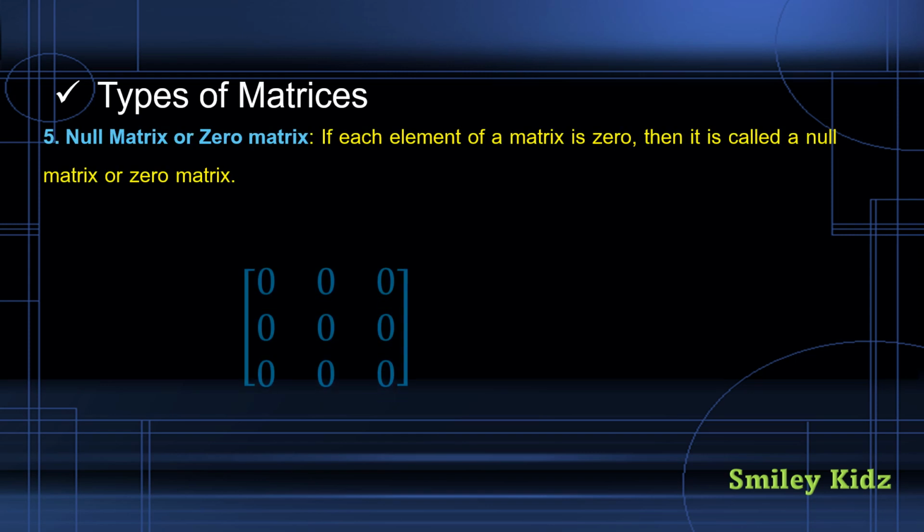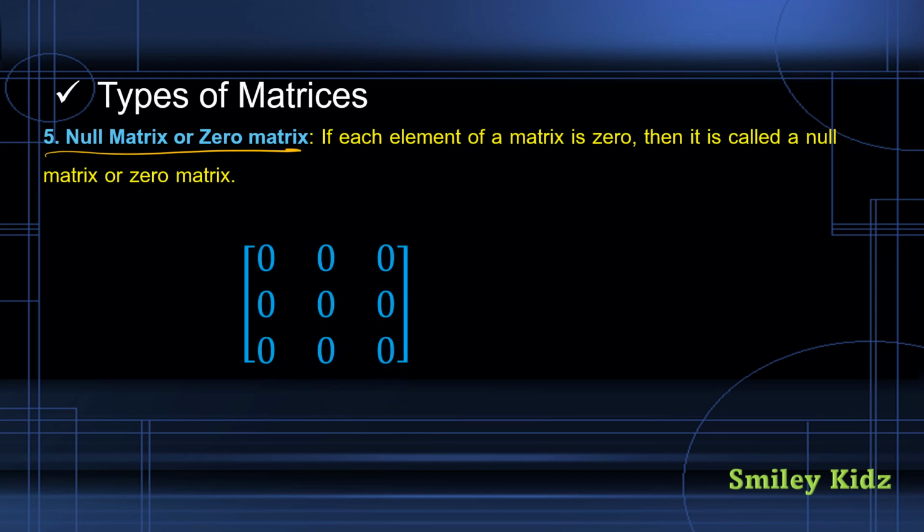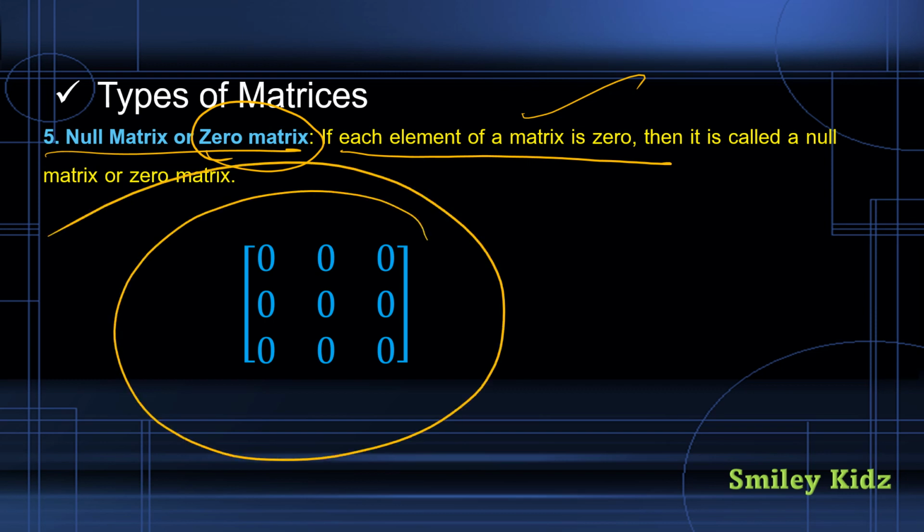Moving forward, we have null matrix or zero matrix. If each element of the matrix is 0, then it's called a null matrix or zero matrix. It is as simple as that. Even the word zero matrix says it all, that if all the elements of a matrix are 0, then it is known as a zero matrix.